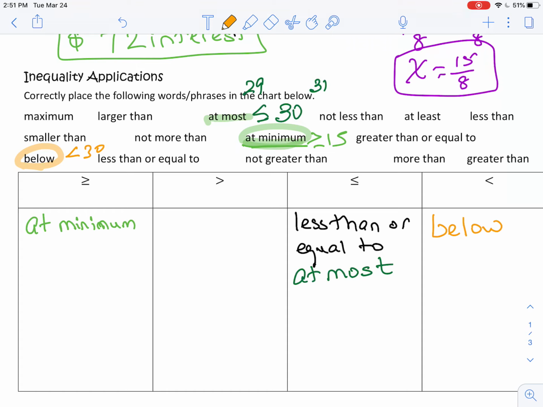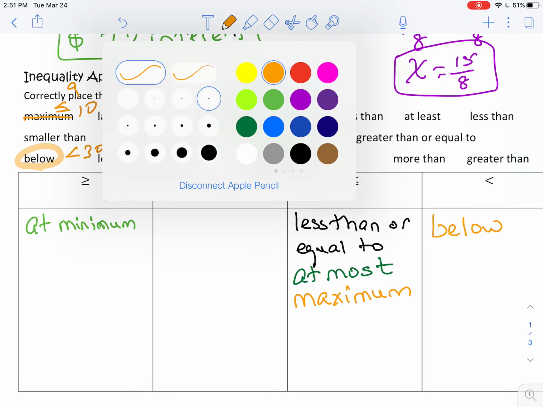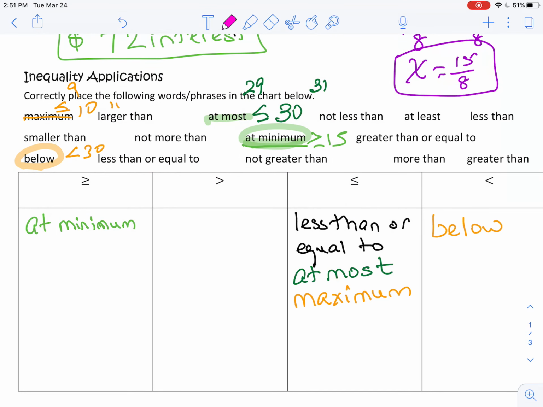Okay. I'm going to do maximum. Let's say that the maximum number of people in a room is 10. So if the maximum number of people in the room is 10, can we have 10 people? Yep. Can we have 11 or do we have to have 9? We have to have 9, so it's less than or equal to. So less than or equal to is where we put maximum. Let's try another one. I'm going to cross them out as we do them.